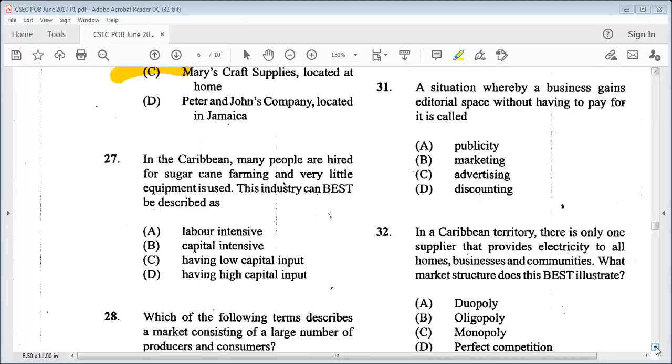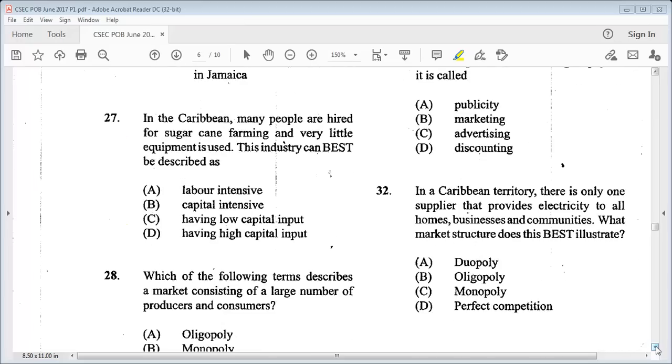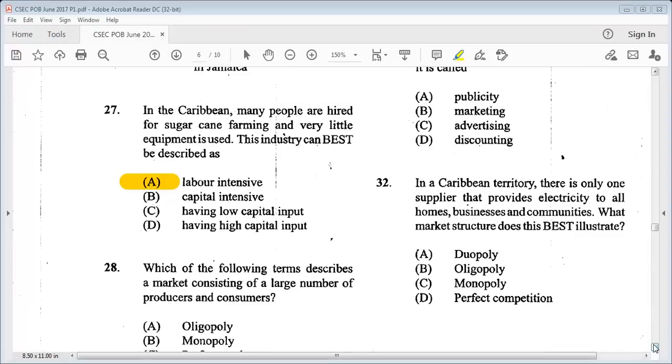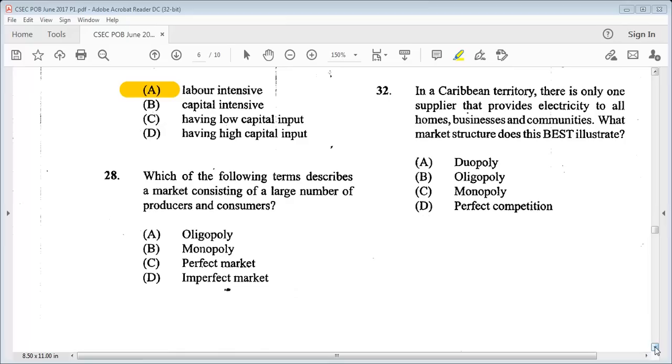27. In the Caribbean, many people are hired for sugarcane farming and very little equipment is used. This industry can best be described as A, labor intensive. 28 says, which of the following terms describes a market consisting of a large number of producers and consumers? We know it is C, perfect market.